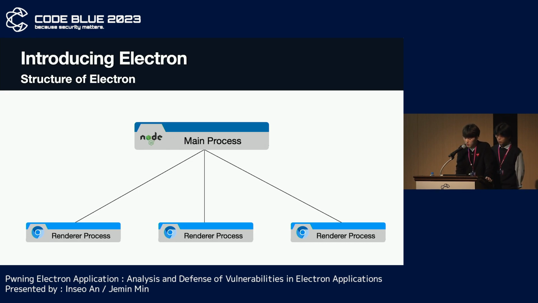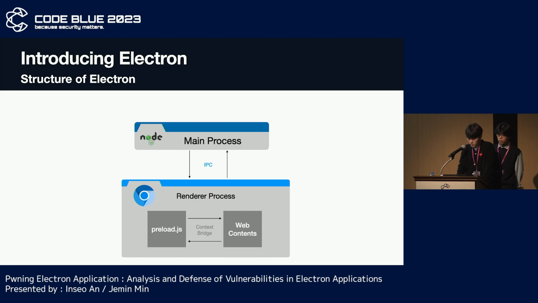Now let's discuss the render process. The render process is primarily responsible for rendering web contents. It is managed through a main process and can communicate with the main process through inter-process communication called IPC. Let's talk more about the communication between the main process and render process.